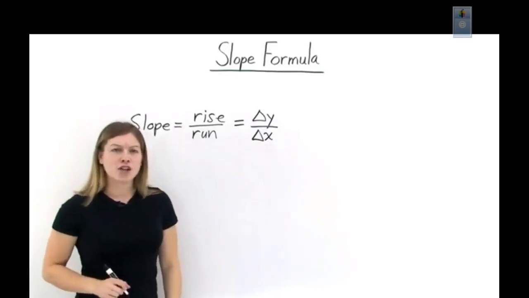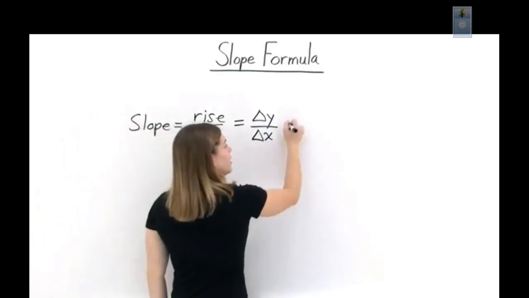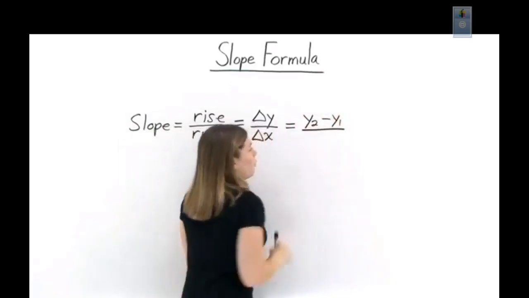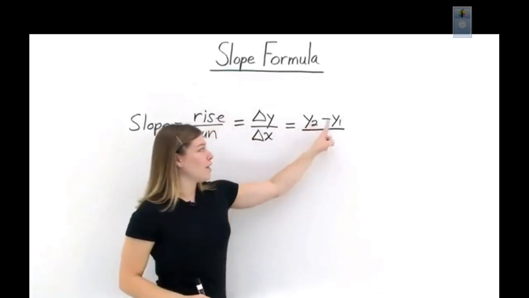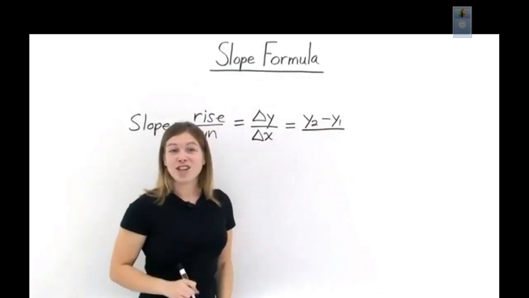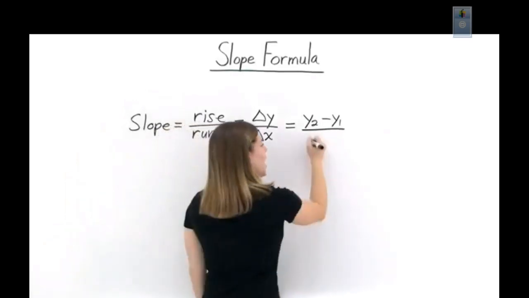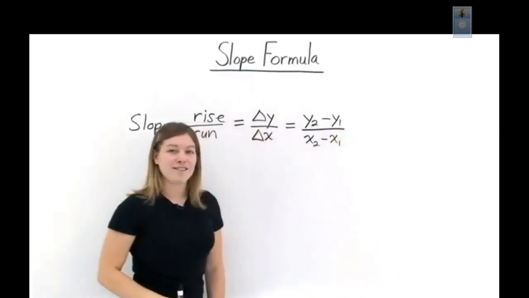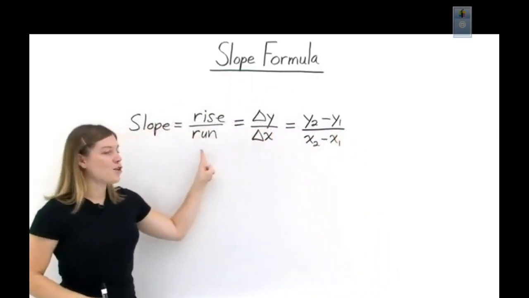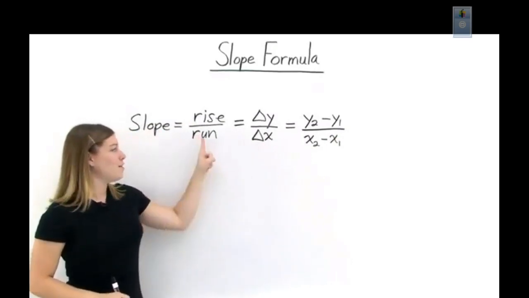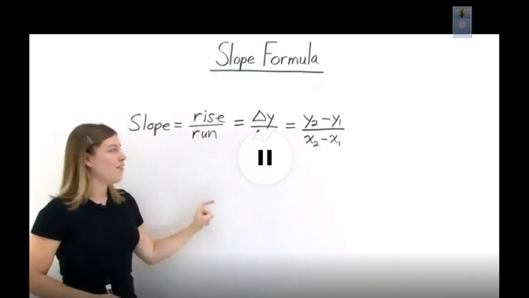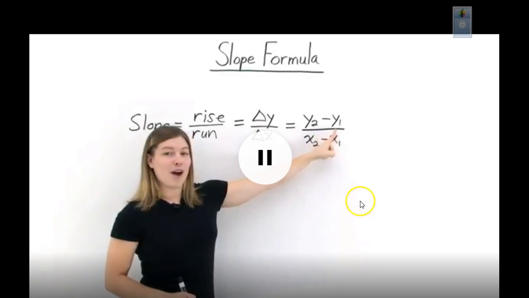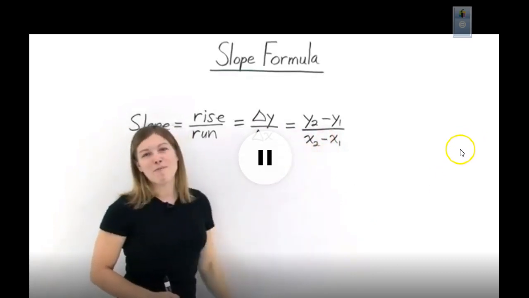Now if we're finding the change in y, that means that we're taking the difference between two y coordinates on a line. So, on our line, we'd find two y coordinates and then find their difference. That's the change in y. Same thing with the change in x. We find the difference between two x coordinates on a line. So, we have multiple ways to represent slope. Slope is equal to the rise over the run, the change in y over the change in x, or y sub 2 minus y sub 1 divided by x sub 2 minus x sub 1.